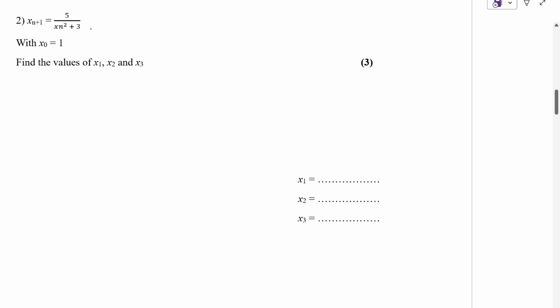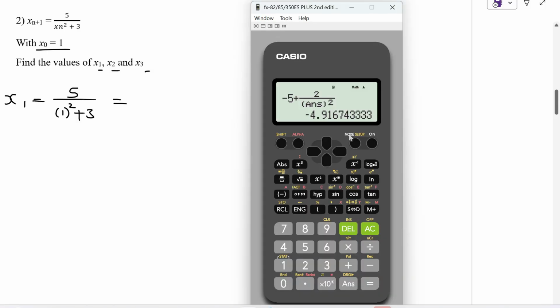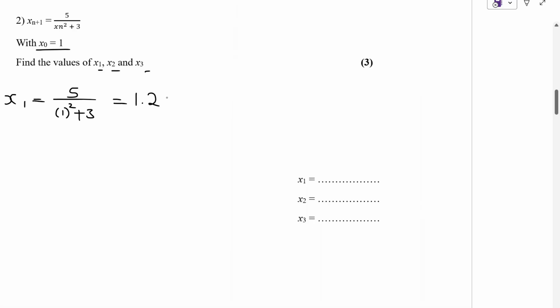All right, question 2. Same thing. We're given a formula, we're given x0, and we need to find x1, 2, and 3. So x1 is going to be this same equation. I'm just substituting in 1 for xn. That is a value of 1.25.